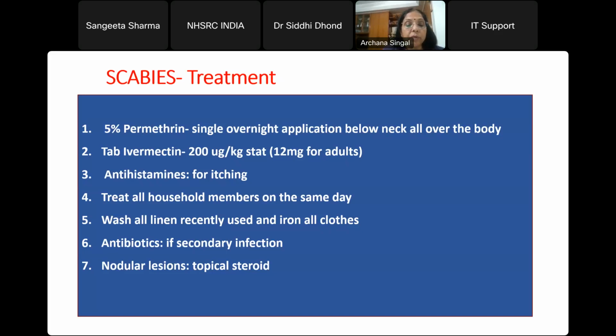Antibiotic if secondary infection is present, and for nodular lesions if they are present, usually on the scrotum because the skin is very loose, then only topical steroid, but only after you have given permethrin or oral ivermectin.